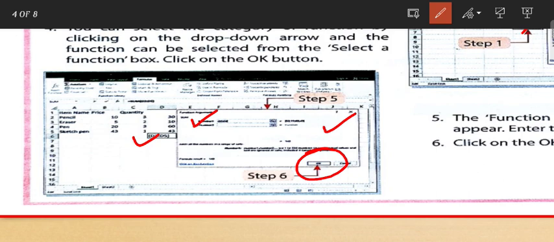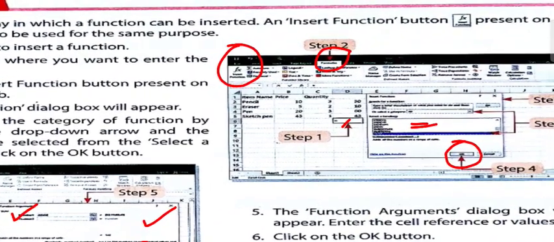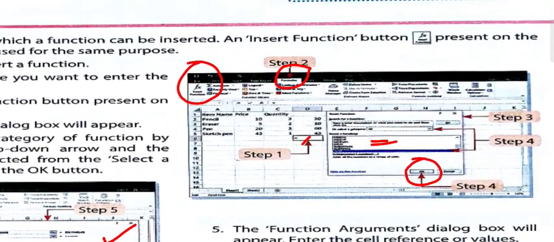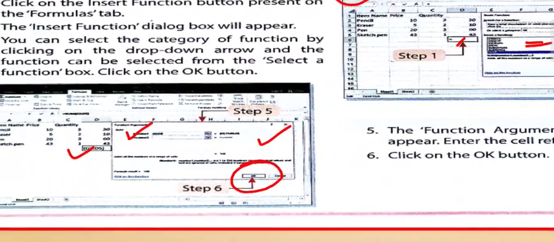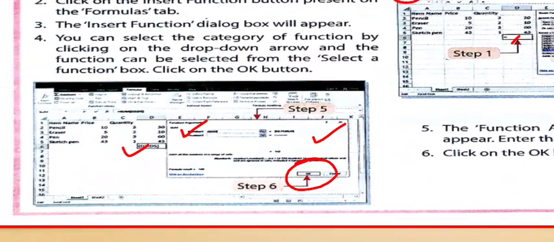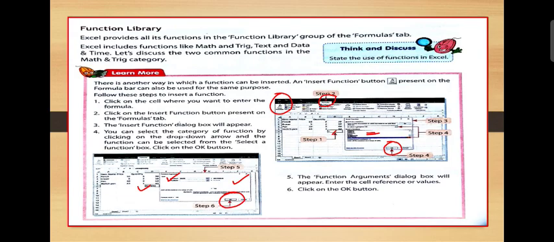So these are the few basic steps. First of all, write the equal to sign, then go to the formula section, then the insert function section. After clicking it, a window will open. Then select a function as per your requirement and click the OK button. A function argument dialog box will appear. Then enter the cell reference or values, then press the OK button. Your function will be inserted.